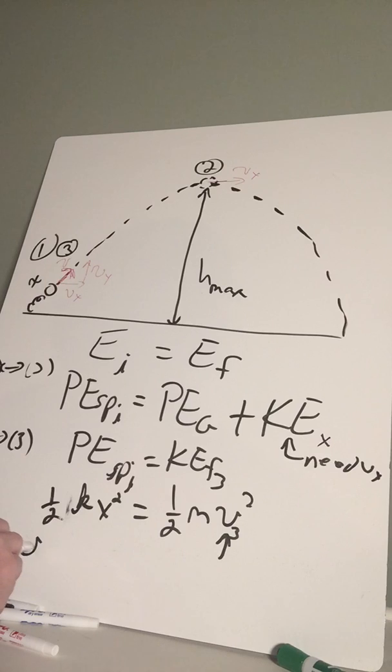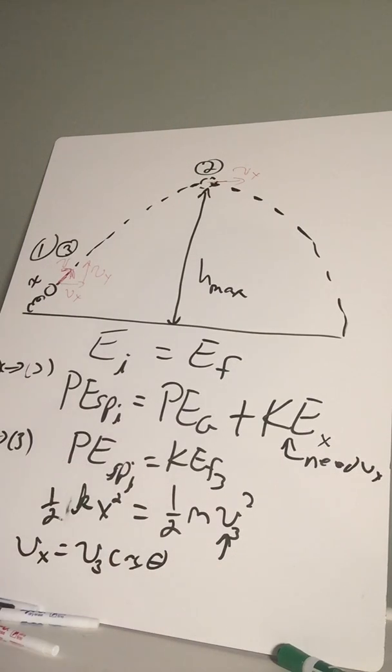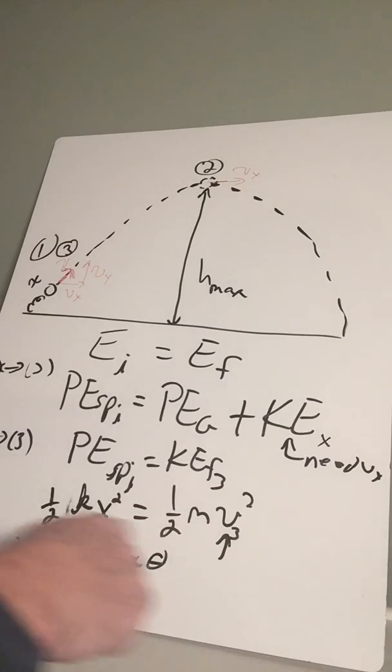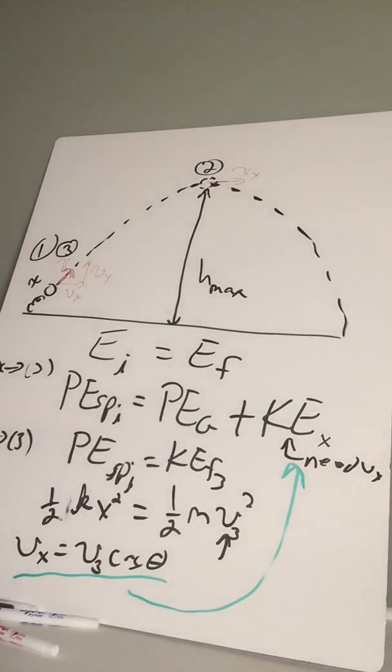Which means we now can use our trig and go x component equals v3 cos theta. That's what we need. This value here will be what we put into the kinetic energy equation there. Because the rules are, if there's no air, then the x component of velocity is the same at all times. So let's go back and see how we dealt with this.